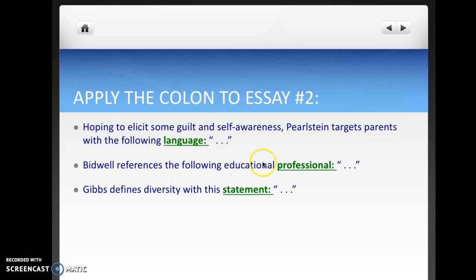Bidwell references the following educational professional, and if she were to cite an expert opinion right there, that's where it would go, and you would need a colon. Gibbs defines diversity with this statement. That's leading directly into the quote, so you'll need a colon there. Anytime it's like this, where it's a full explanatory statement, then you're going to need the colon.